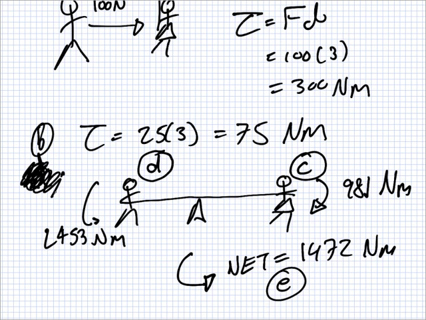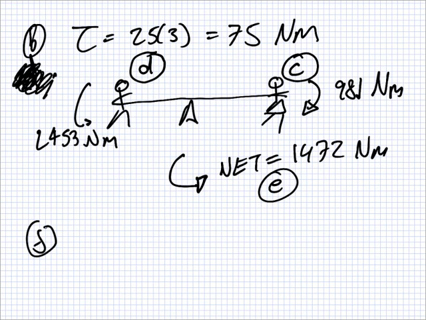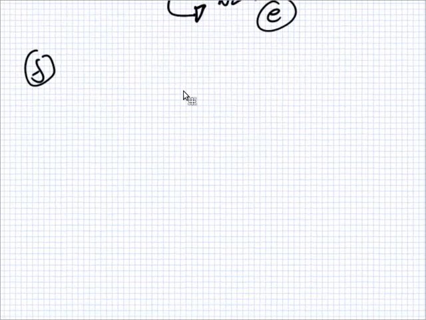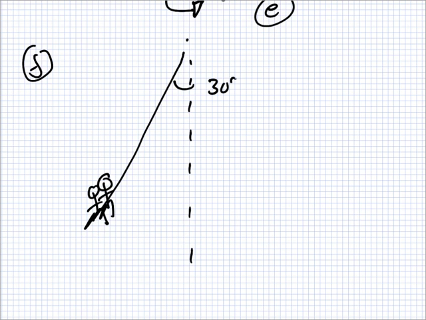Okay. Shall we do F now? So what happens in F is the two of them are at the end of a swing. And the angle here I said is 30 degrees and the distance is 3 meters.